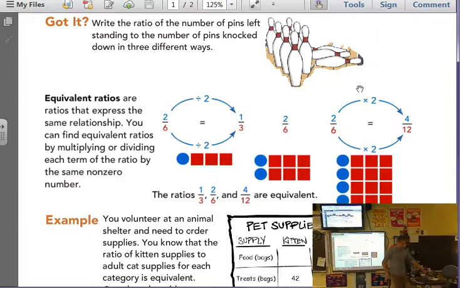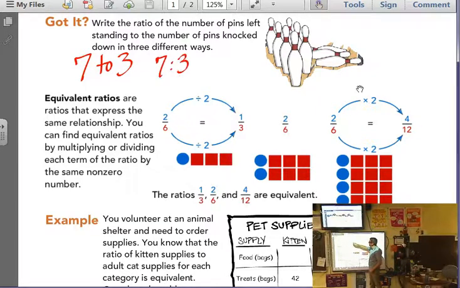Pins left standing. Anish, how many pins are left standing? 7. There are 7. How many pins are knocked down? 3. Because there are normally 10 pins total. So we write 7 to 3, or 7 colon 3, or 7 over 3. There are 7 pins left to knock down compared to the 3 that have already been knocked down.